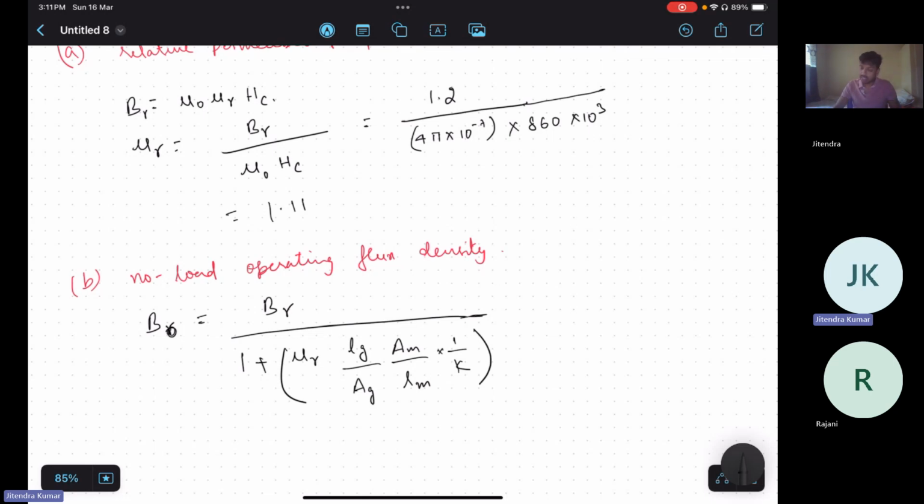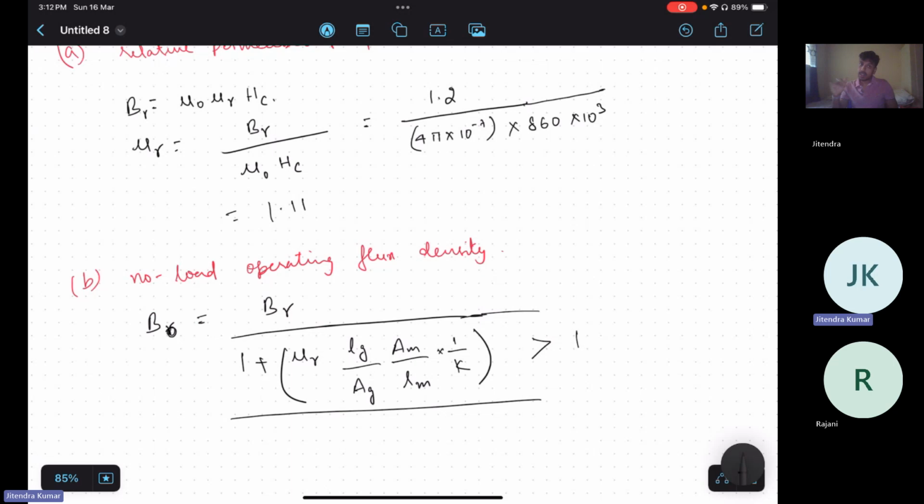Why? Because in this expression, you can see that the air gap and magnet are the only higher reluctance parts. That's why we are considering the MMF along the core as negligible. And if you equate both the equations, you will get the parameters of air gap length, area of air gap, magnet length, as well as area of magnet. Okay, so basically this denominator will be higher than 1, right?